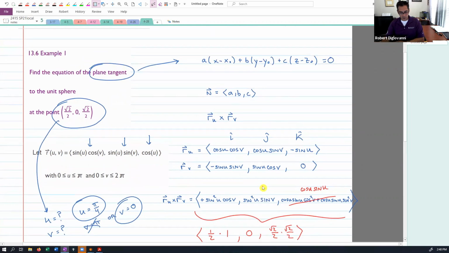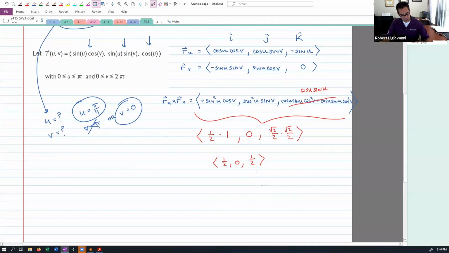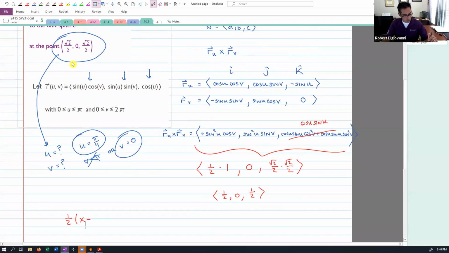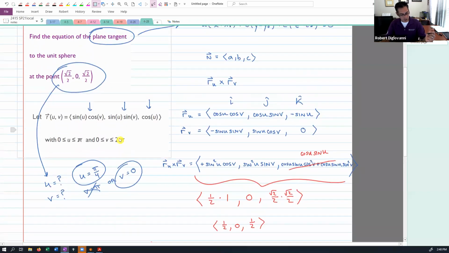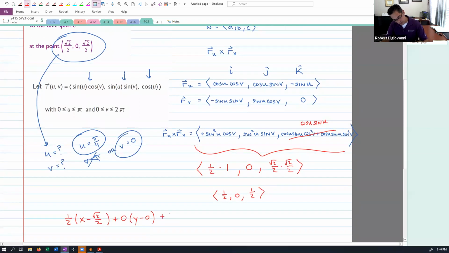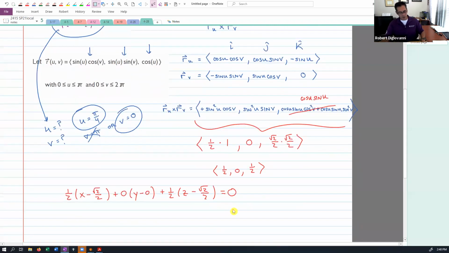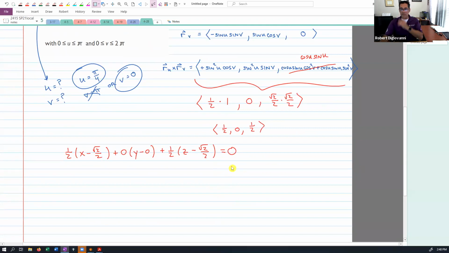So now we can come up with the equation. It's 1/2 times x minus x naught, which was √2/2. And then plus 0 times y minus 0, that doesn't really even matter. And then we have plus 1/2 times z minus √2/2 equals 0. There it is. That's the equation of the plane.